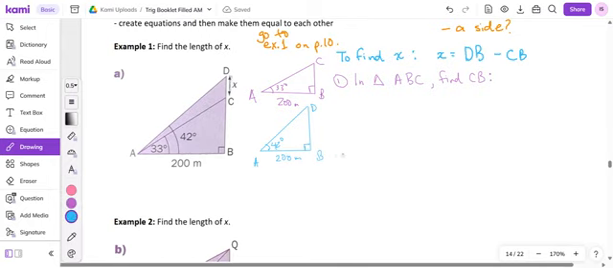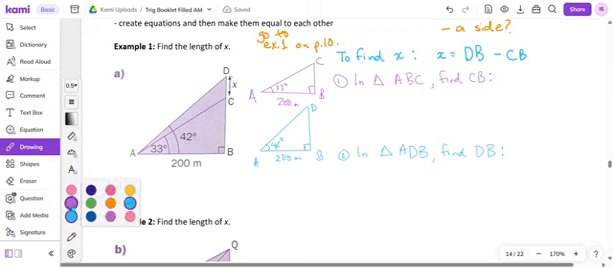And after you do that, you'll do step 2. In triangle ADB, find DB. And you'll notice you're using the same trig ratio both times. Opposite.